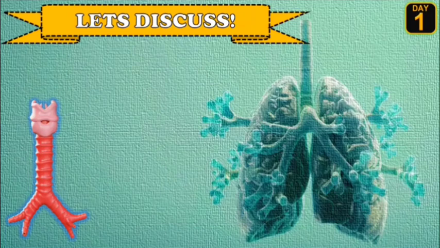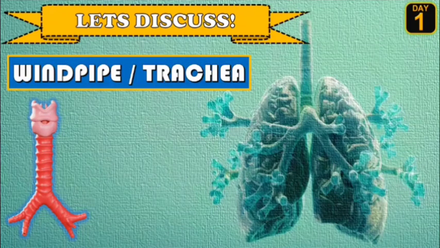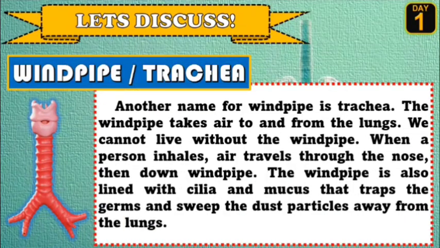Next part is we have the windpipe or trachea. Another name for windpipe is trachea. The windpipe takes air to and from the lungs. We cannot live without the windpipe. When a person inhales, air travels through the nose, then down the windpipe.